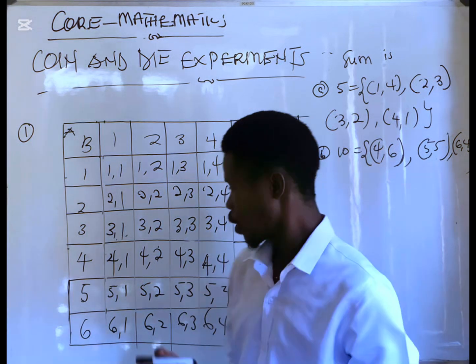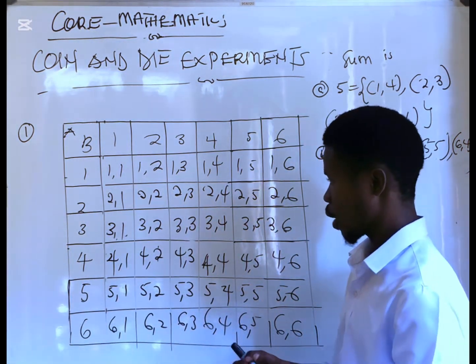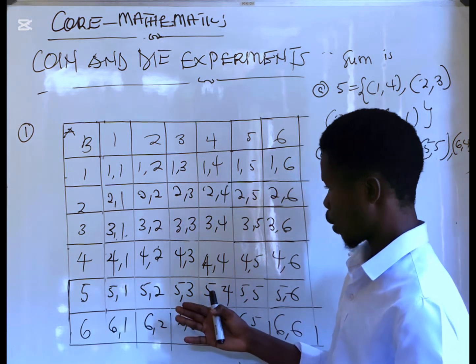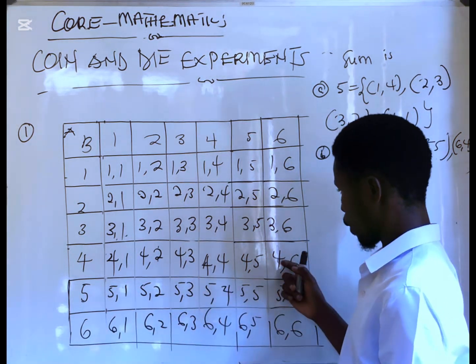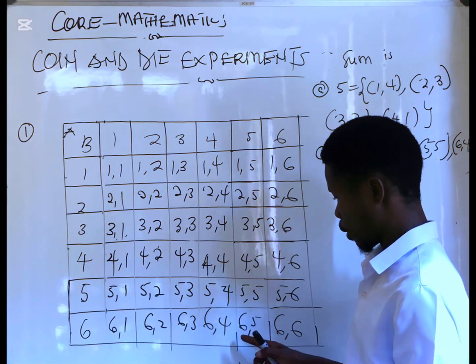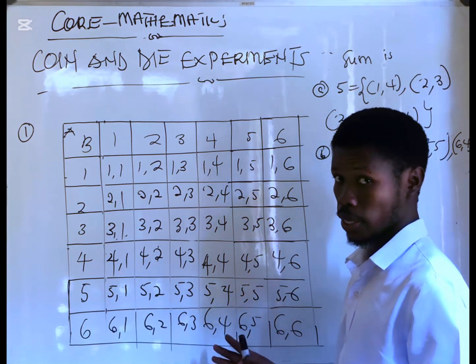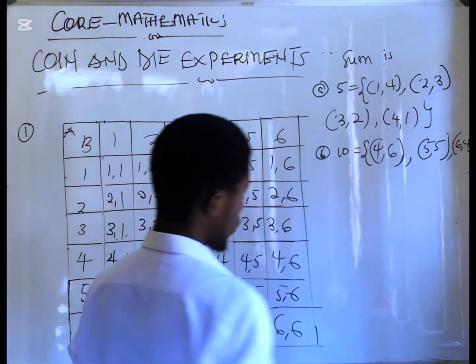So these are the 3 pairs that give us 10. Maybe I made an oversight and didn't see one of them. You can leave it in the comment section for me so that I can correct it. But for now, I think 4 and 6, 5 and 5, then 6 and 4 is the only thing that will give us 10. So that is right. Now we are done with that one.